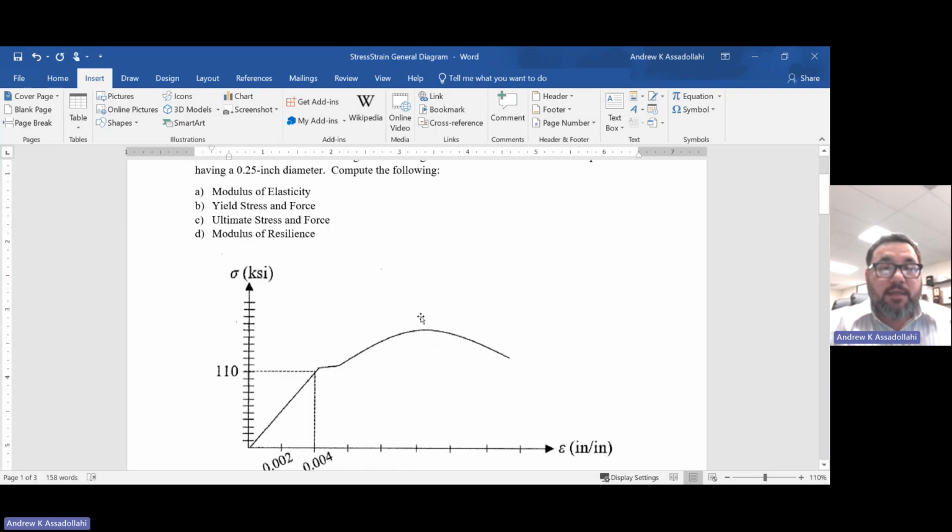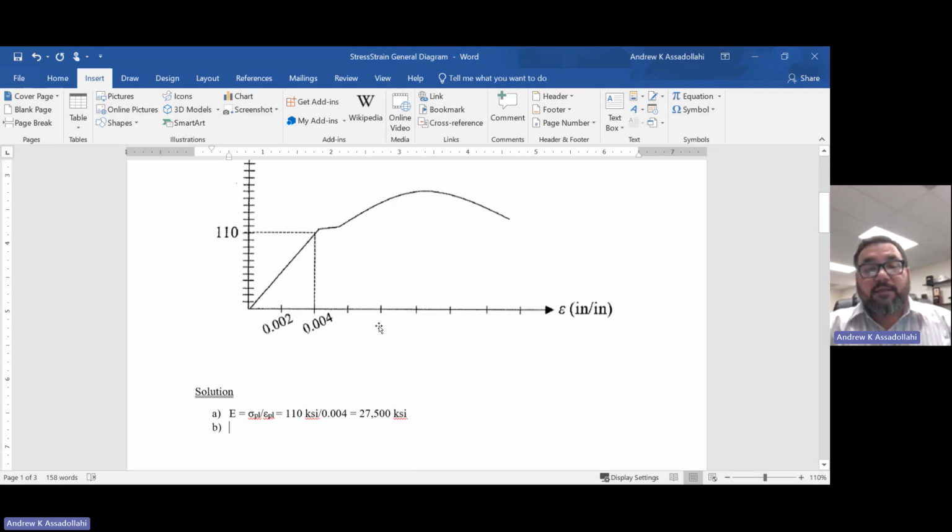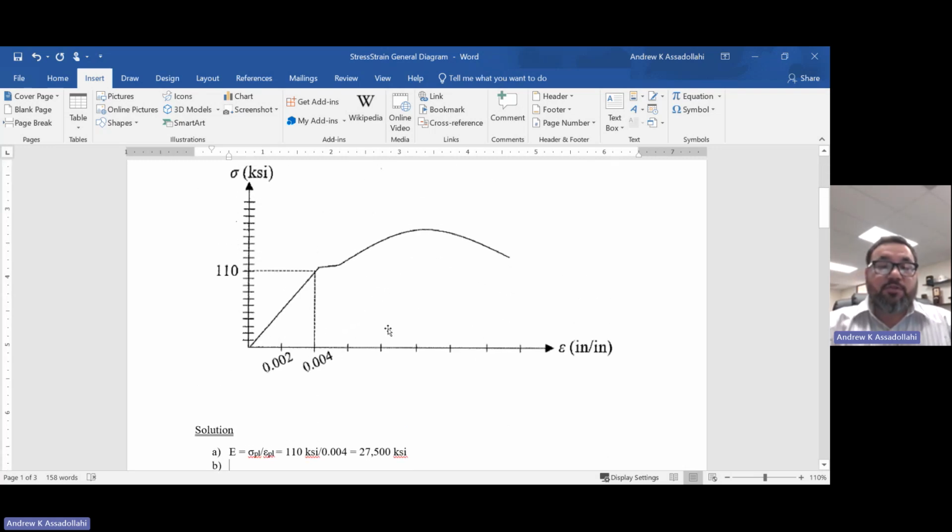Part B says compute the yield stress and force. So that's two values that we're looking for here. Now, how do we get the yield stress? Well, if you watched one of my previous videos, we know that we get the yield stress by using what's called the 0.2% offset method. So I'm going to make a note here: use the 0.2% offset method.